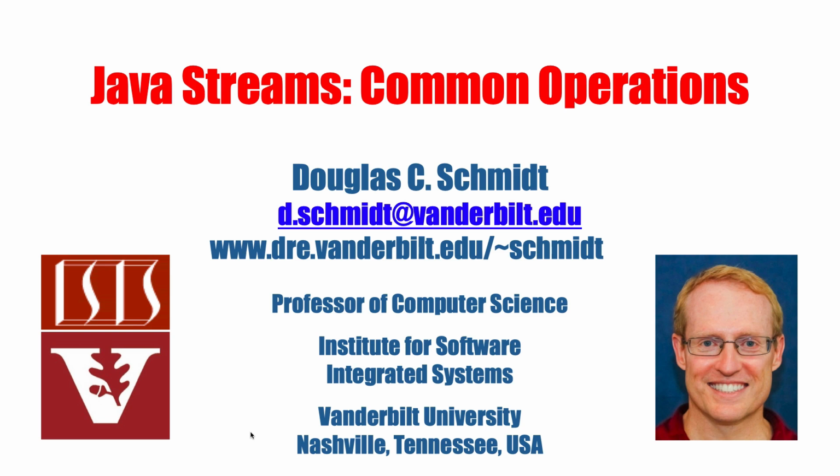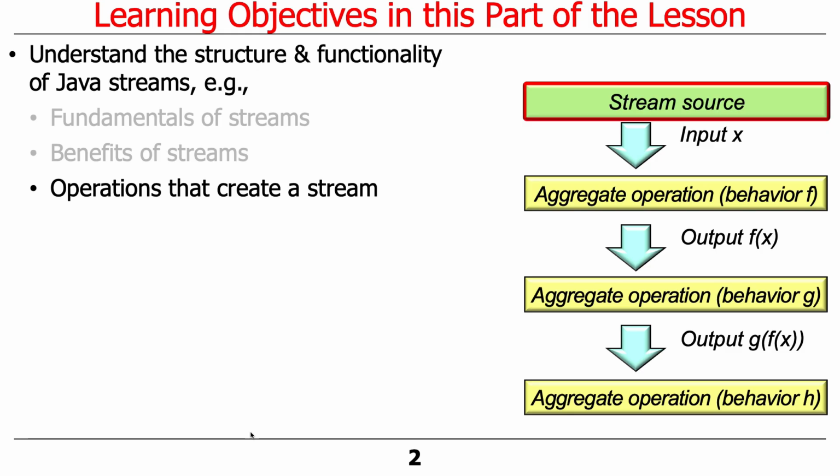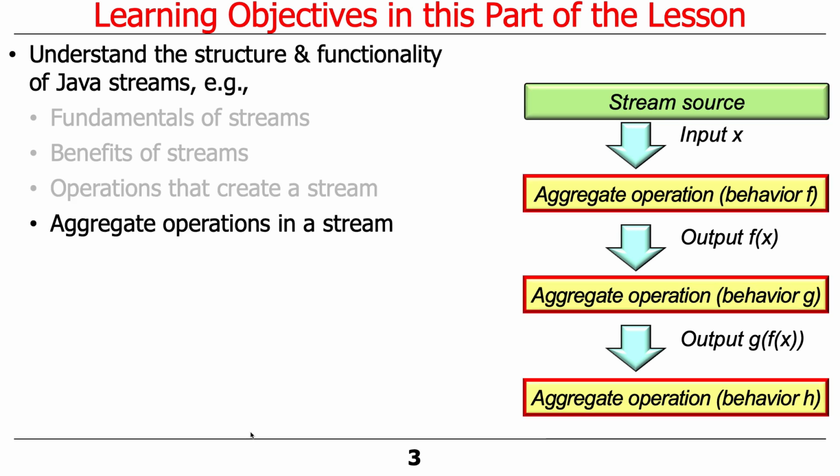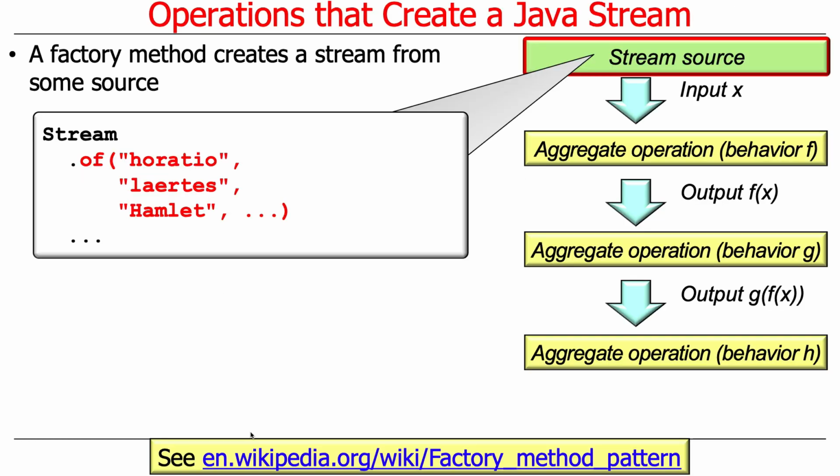So now that we've talked about the fundamentals of streams and the benefits of streams, what we're going to do now is talk about operations that create a stream. So these are sort of factory operations. We're also going to talk about so-called aggregate operations, which are higher order functions that are passed a behavior that transforms, filters, or in some way manipulates the elements in a stream by applying a behavior to each element. So let's start quickly by giving an overview of operations that create a Java stream.